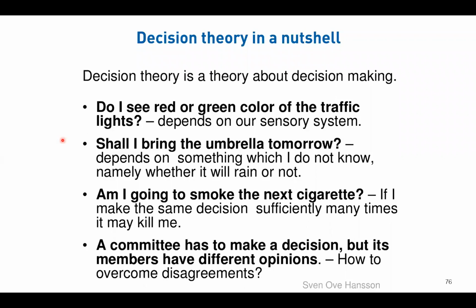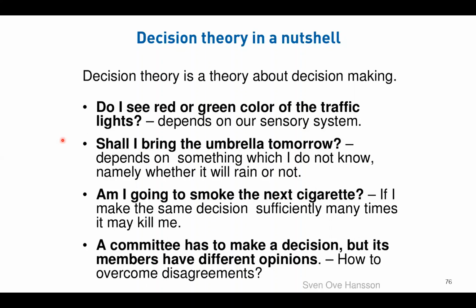Another example is, shall I bring the umbrella tomorrow? So this is also a decision. This depends on something which I do not know, namely whether it will rain or not. It depends on your prediction. So you look at your forecast to see the probability, the chance that tomorrow there will be rain, and then you will act accordingly relative to the prediction.